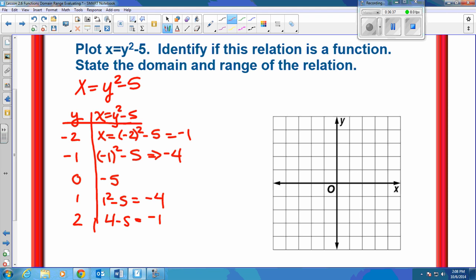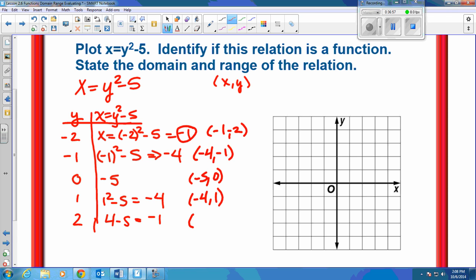When I start at the origin, which way do I go first? Right or left, so that's the x. I always go x, then y. So if I go to write these as ordered pairs, my ordered pairs are (-1, -2), (-4, -1), (-5, 0), (-4, 1), and (-1, 2).